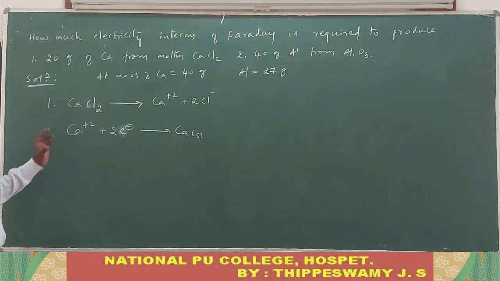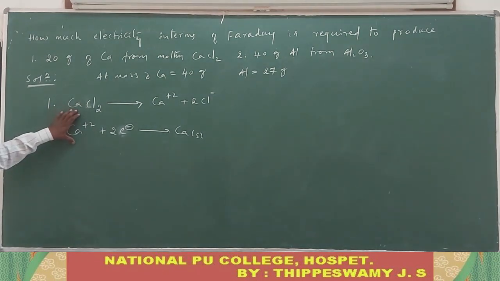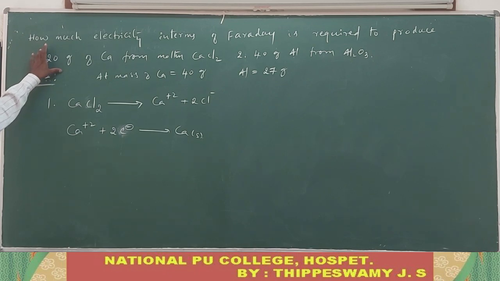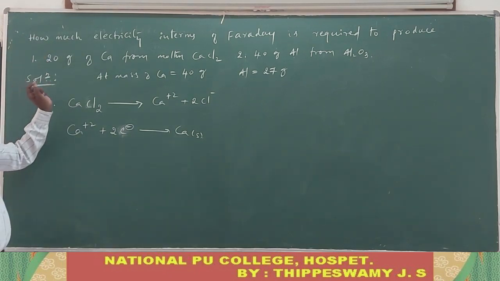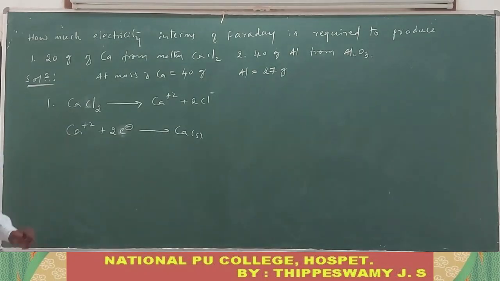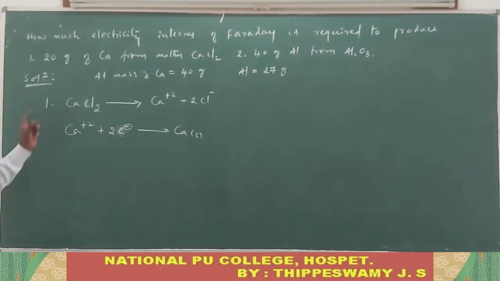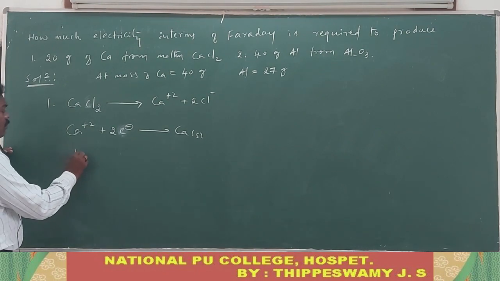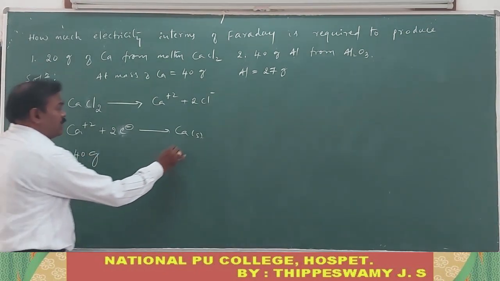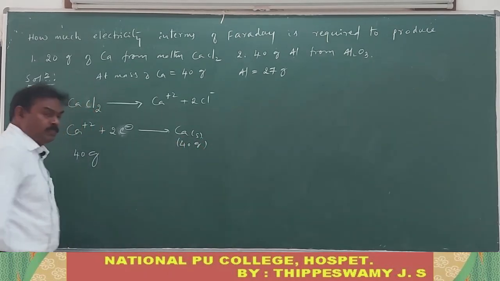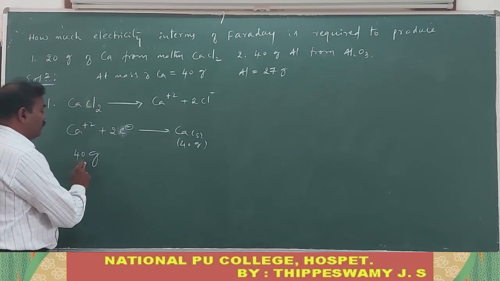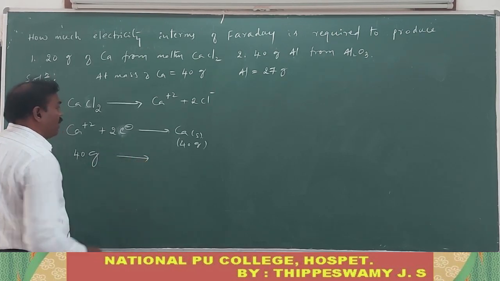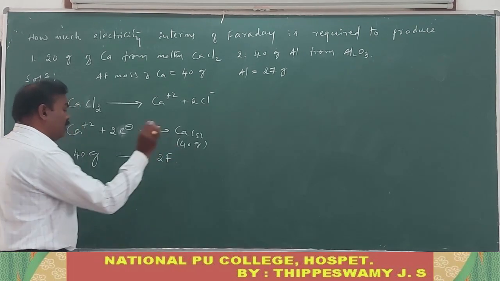Okay, this is what we should know first of all. But the question is for 20 gram calcium from molten calcium chloride, means how much electricity in terms of Faraday is required to produce 20 gram calcium from calcium chloride. Now, this is the atomic mass of the calcium, that is 40 gram. 40 gram calcium is produced by how much electricity? That is 2 Faraday of electricity.